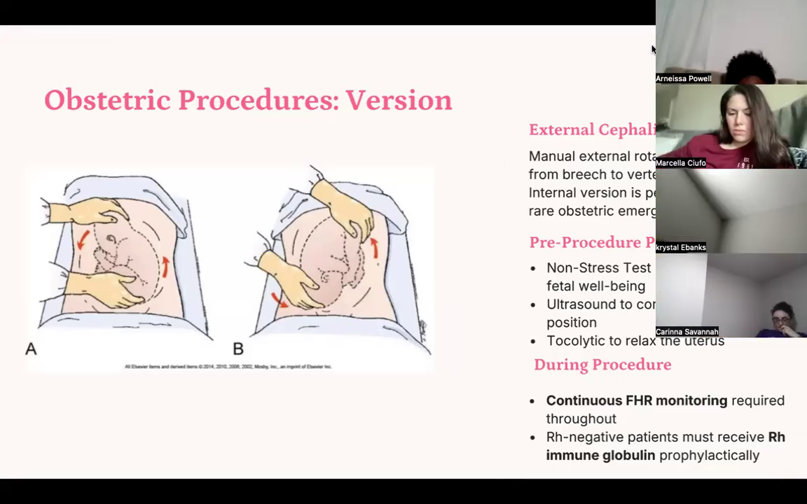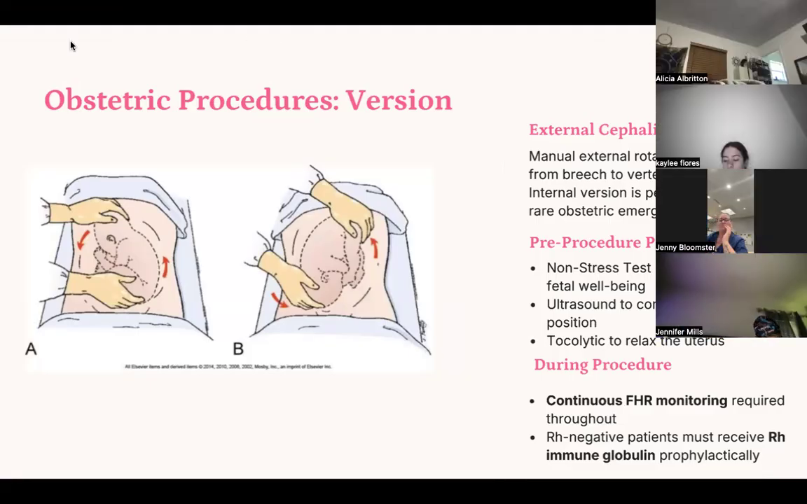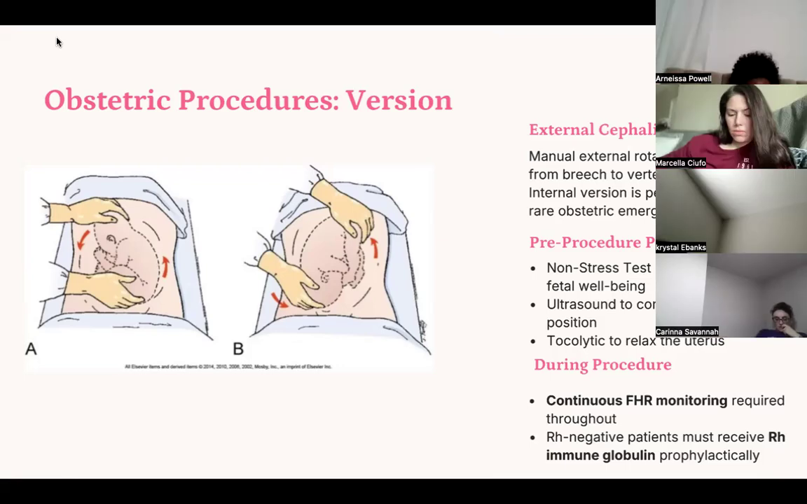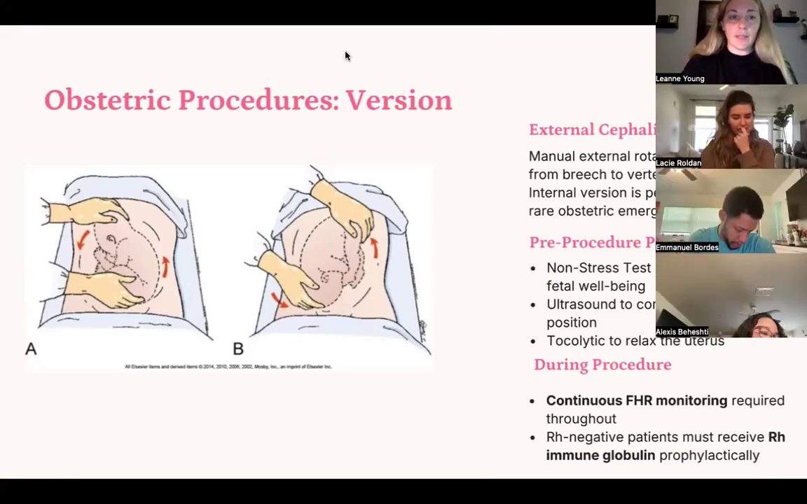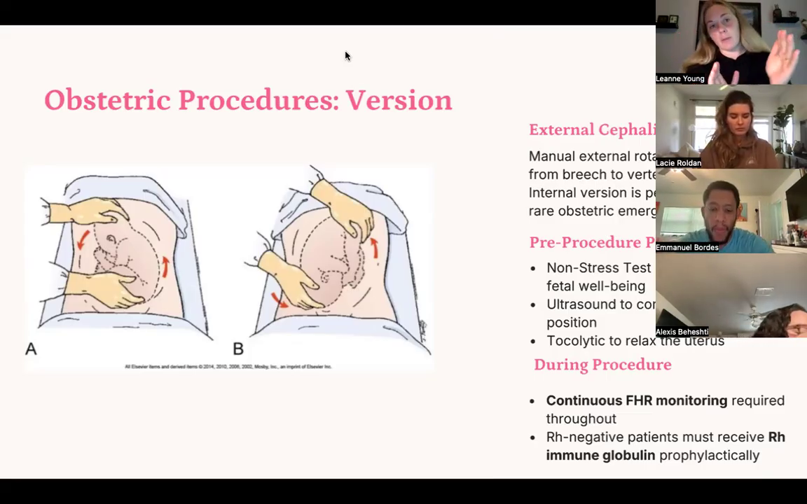If you've ever seen a version, it is not the most graceful looking thing. It actually looks kind of scary sometimes. If a baby is breech and mom doesn't have any other risk factors, what the provider will try to do is an external cephalic version, which is when they push on the mom's abdomen to manually rotate the fetus into a vertex presentation. They push on mom's belly to rotate that infant so they're vertex, and then she can have a vaginal delivery.